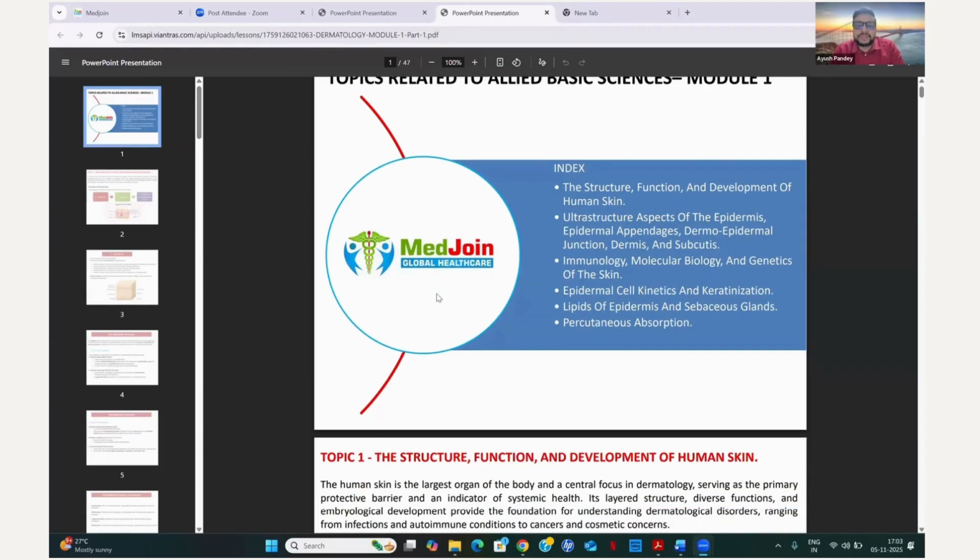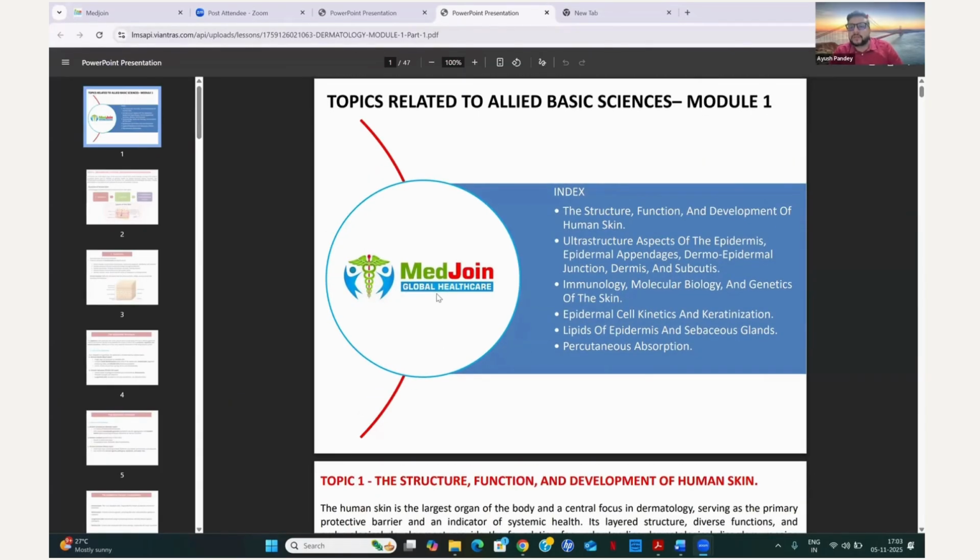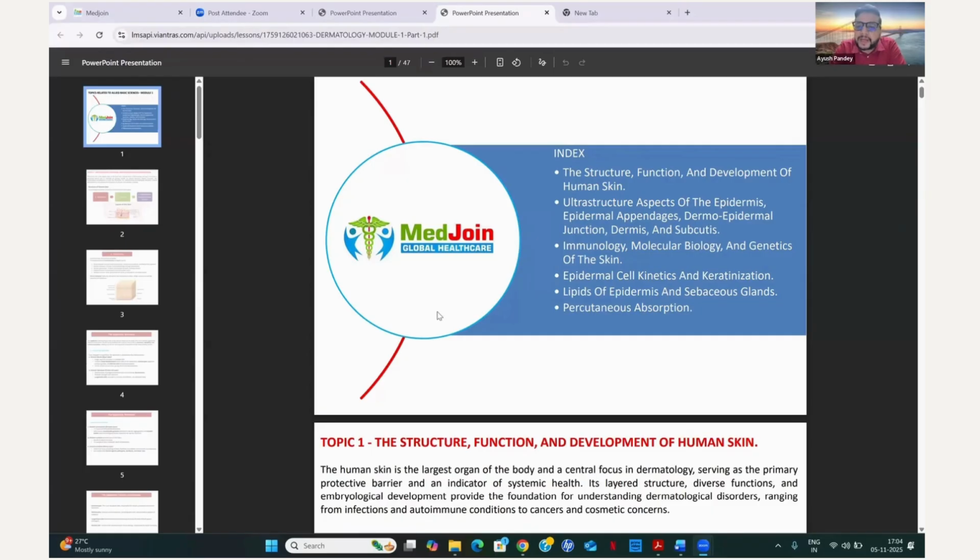So in this session, we'll be speaking about the basics of skin, basics of dermatology. We'll be talking about the structure, function and development of the human skin. And then we'll be talking about what are the layers and what exactly is the classification. If we talk about the epidermis, dermal layer, subcutaneous layer, dermoepidermal junction, dermis and subcutaneous layer. Then a brief discussion about the immunology and genetics of the skin, and then some talk about the epidermal kinetics, lipids of the epidermis, and percutaneous absorption. So this whole session will be around the basics of dermatology.